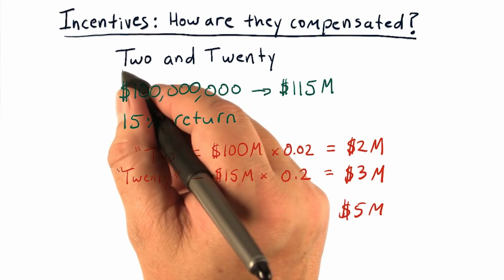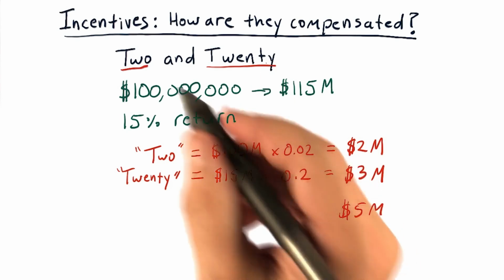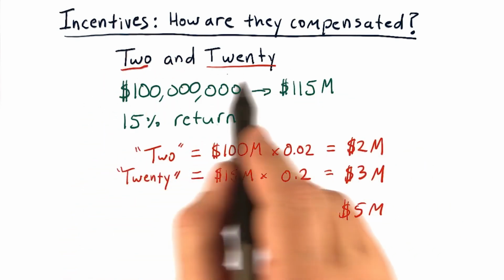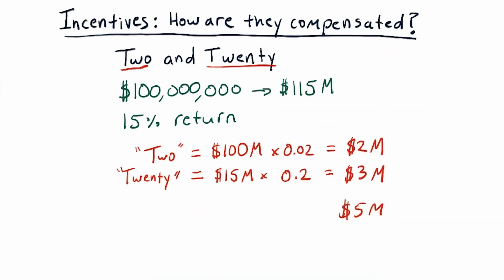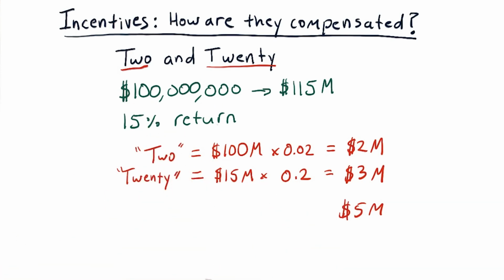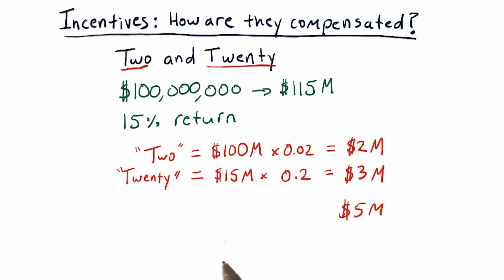This structure, 2 and 20, has been assailed lately, and it's very rare now to find a hedge fund that offers rates that high. They're much lower now, 1 and 10, things like that. So the 2 and 20 was in the heyday of hedge funds in the 90s and early 2000s. Nowadays they are typically a little bit lower.